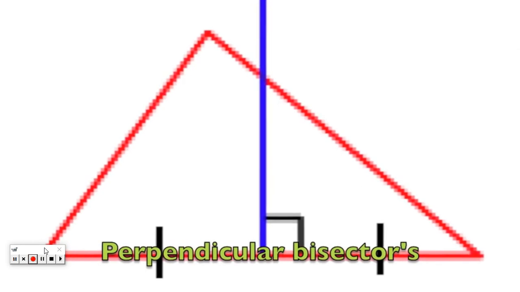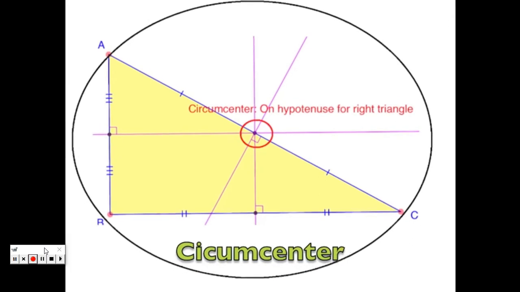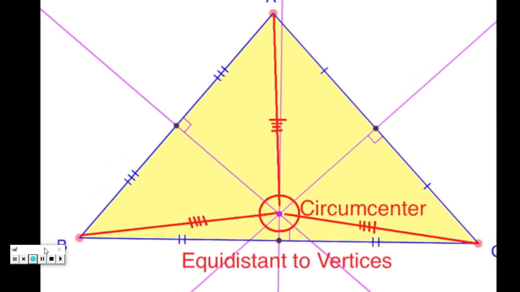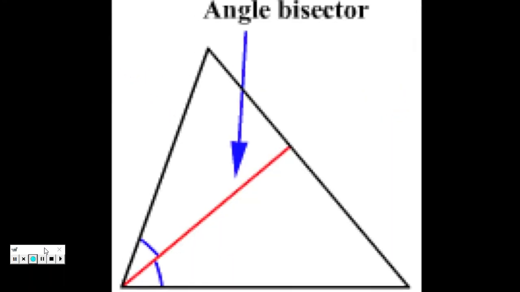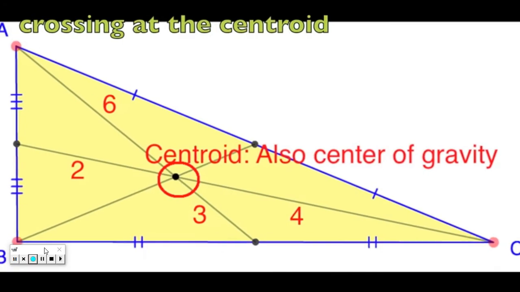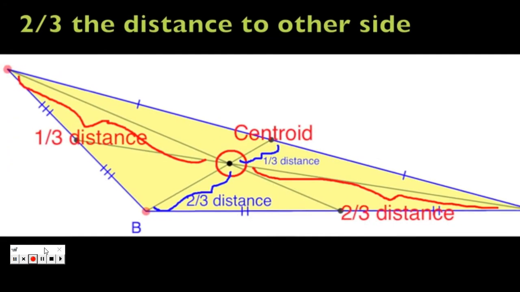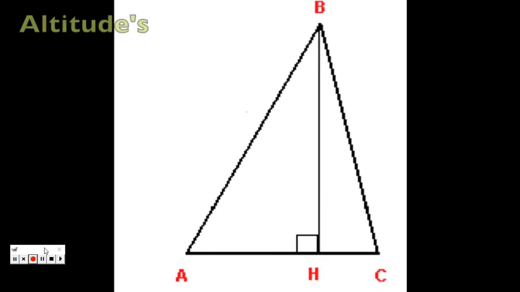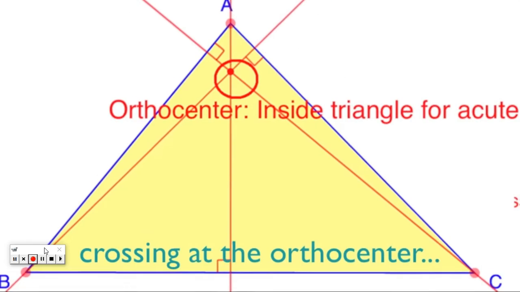Perpendicular bisectors, circumcenters, equidistant to the vertices. Angle bisectors in centers equal to the side. You've got the medians crossing at the centroid, 2/3 the distance to the other side. Altitudes crossing at the other center.